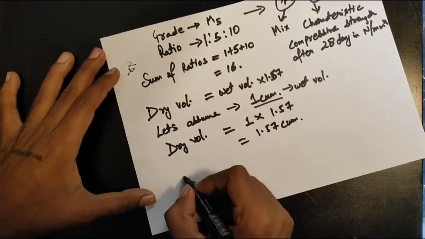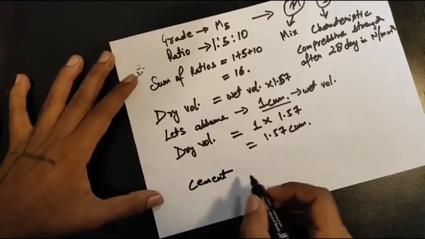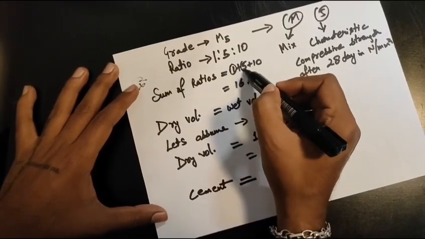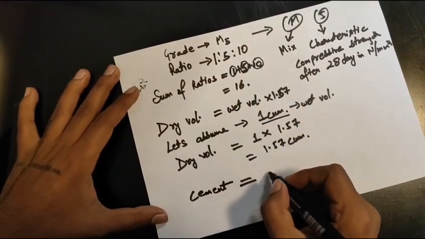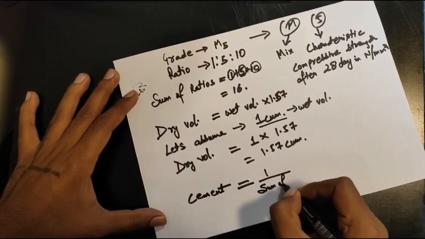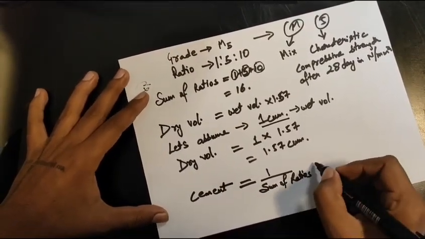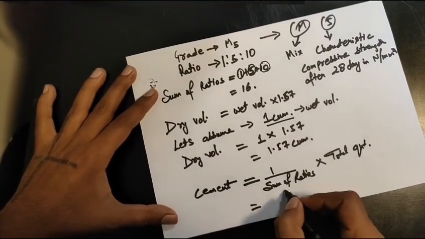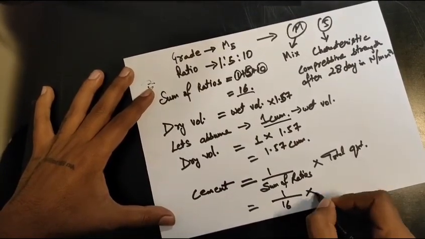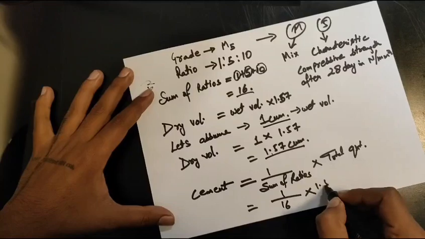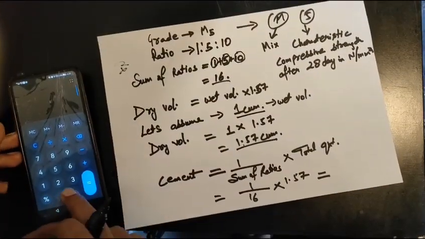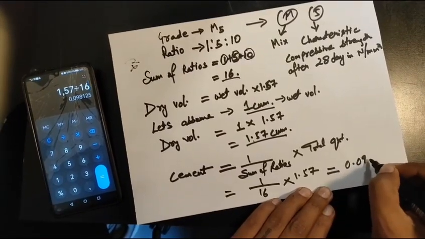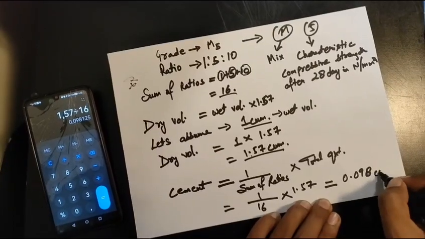If we want to find out the quantity of cement, the ratio of cement is 1, the ratio of sand is 5, and the ratio of aggregate is 10. So it's 1 divided by the sum of ratios multiplied by the total quantity. Here the sum of ratios is 16, and the total quantity which we are going to find out for is 1.57. So we do the calculation, divide by 16, it is 0.098, just take up to 3 decimal places, cubic meter.